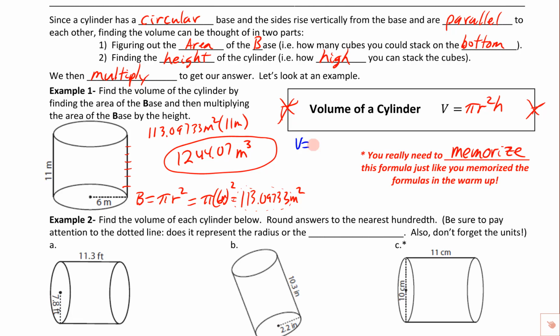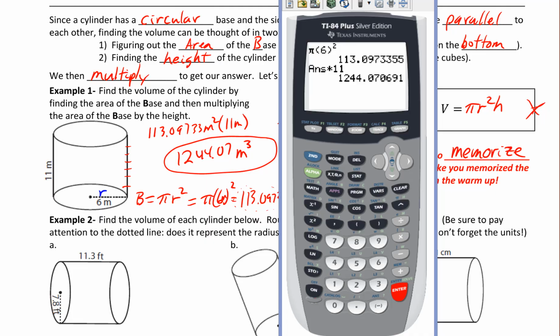The volume of a cylinder is pi, and then the radius squared times the height. The radius on this one, again, this gives us the radius because it's from the center to the edge. That's going to be 6. And the height is 11. So I'm going to grab the calculator, and you can do the same thing here.